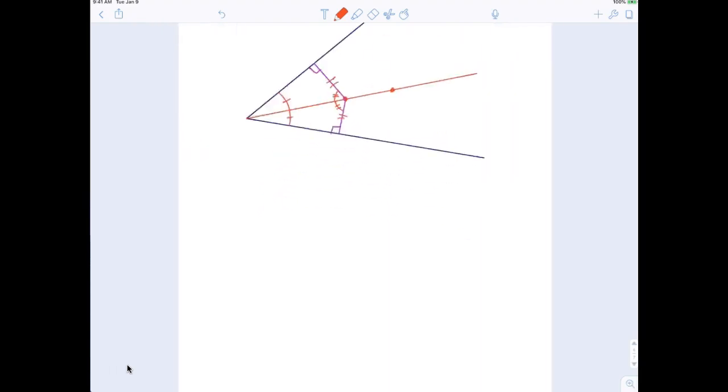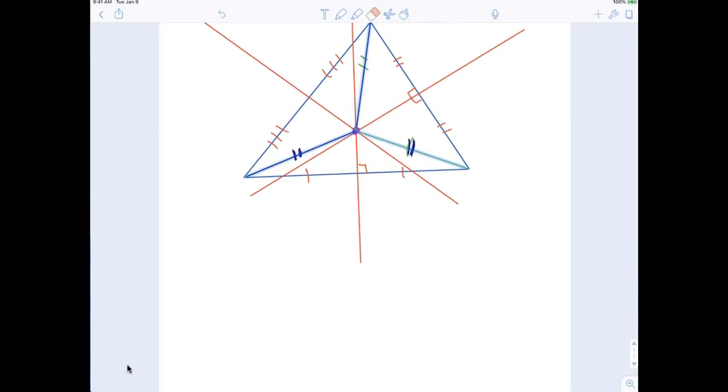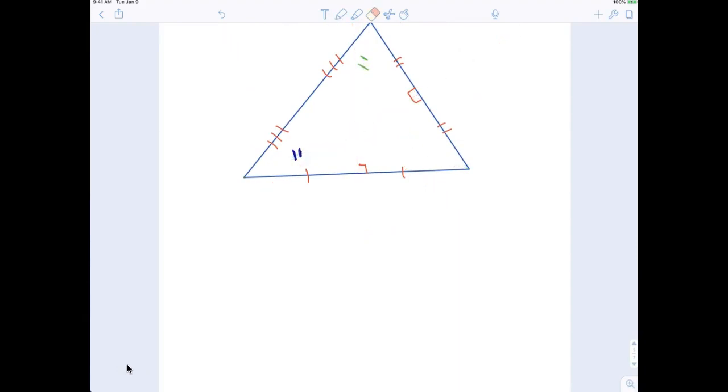Now, how is that helpful in a triangle? In the interest of time, I'm going to come up here and erase this real quick, and show you what happens if I draw the three angle bisectors. Like I said, they're going to ask you to prove this. But if you pay attention, you won't have to prove it, because it's so obvious what they're trying to prove.